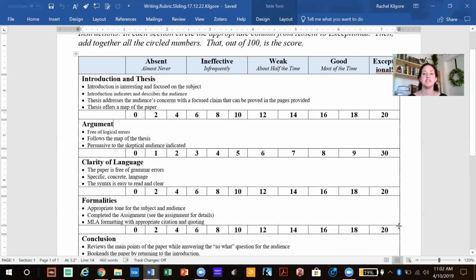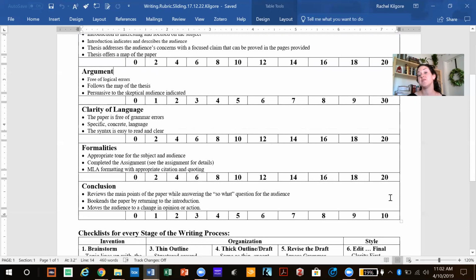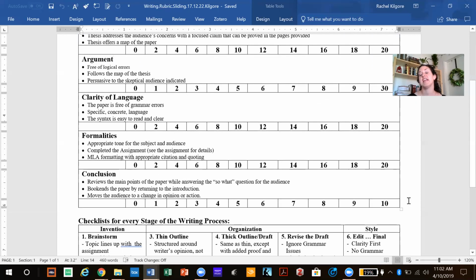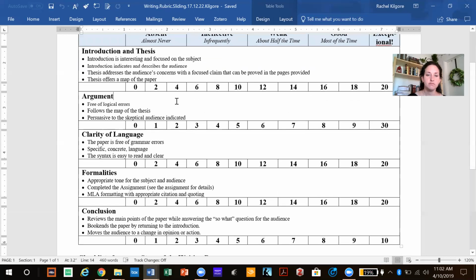So the way it works is you print this out and then just circle the numbers all the way down, whether you're terribly ineffective or only moderately ineffective, or whether you're good or exceptional. Circle the numbers you find most appropriate all the way down, and then add those up, and that'll give you your percentage grade. So the numbers in the exceptional category add up to 100. So these are the 5 categories that I grade based on.